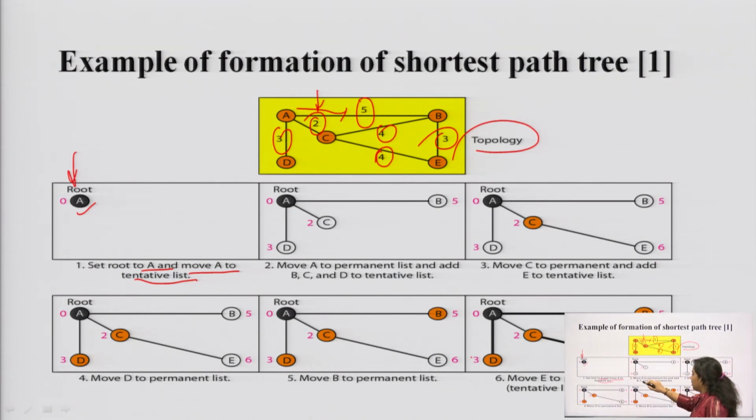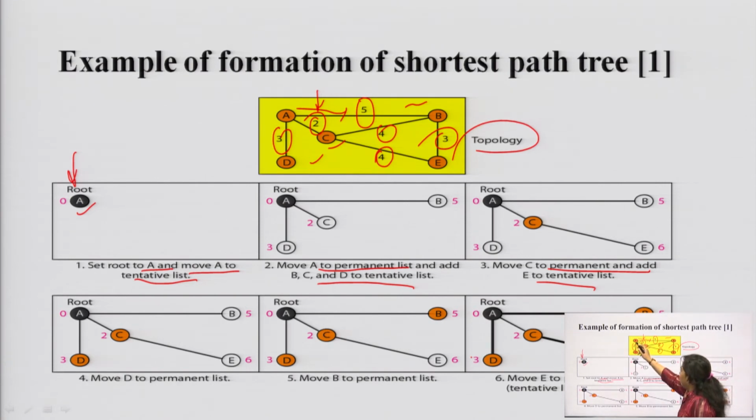Now, you can see in the second step, move A to permanent list and add B, C, D to the tentative list. So, the root node is entered into the permanent list. Then we have to make a decision whether we have to move C, D or B. For B, C, D we have to select the next hop, because we cannot reach E from A directly. So, this is entered in the tentative list. Now, the next one is move C to the permanent list and add E to the tentative list.